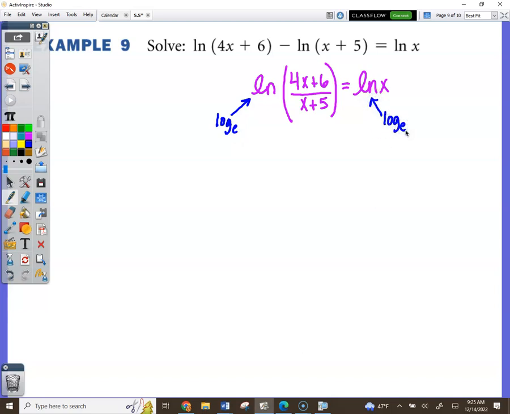So go back to that problem we did earlier. When the log bases match, then the of part has to match, right? So this is actually just 4x plus 6 over x plus 5 would have to equal x. And it's because they're both ln, they're both log base e, so you can just disregard the ln, because the of part would have to match. So we would cross multiply this over.